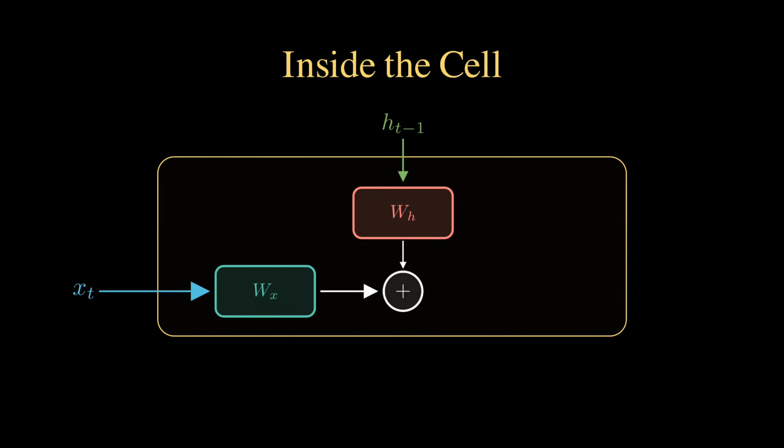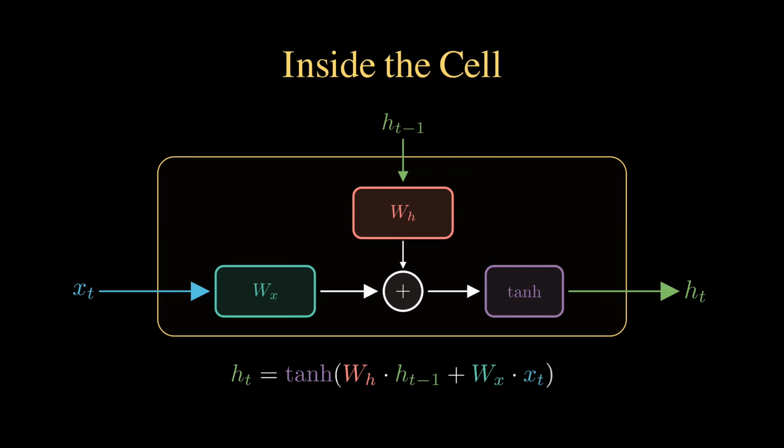Now, both results get added together, and that sum gets squeezed through tanh, which keeps everything bounded between -1 and 1. What comes out is h_t, the new hidden state, and the equation writes itself: h_t equals tanh of W_h times h_{t-1} plus W_x times x_t.